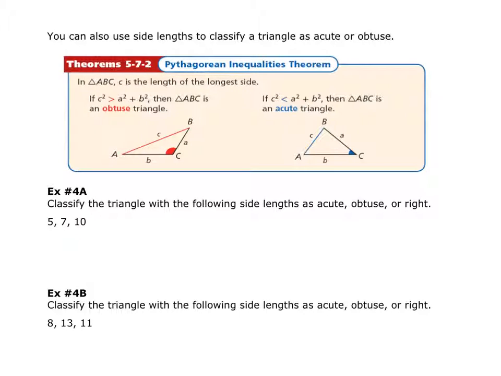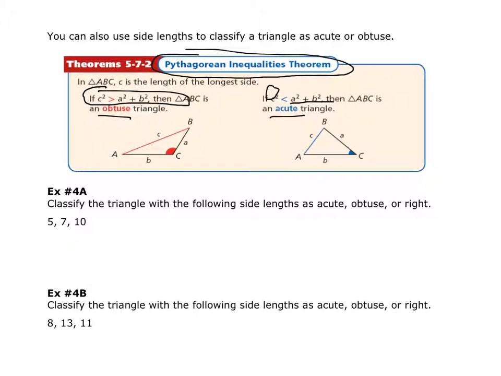Okay, forgot we need to learn one more theorem, and this one's called the Pythagorean inequality theorem. Now if you take the side lengths and you square them, and you take the hypotenuse and you square it, and the hypotenuse squared is greater than the sum of your side lengths squared, then it's going to be an obtuse triangle. And if the square of your hypotenuse is less than the sum of your side lengths squared, then it's going to be acute. Okay, so let's go ahead and figure these out real quick.